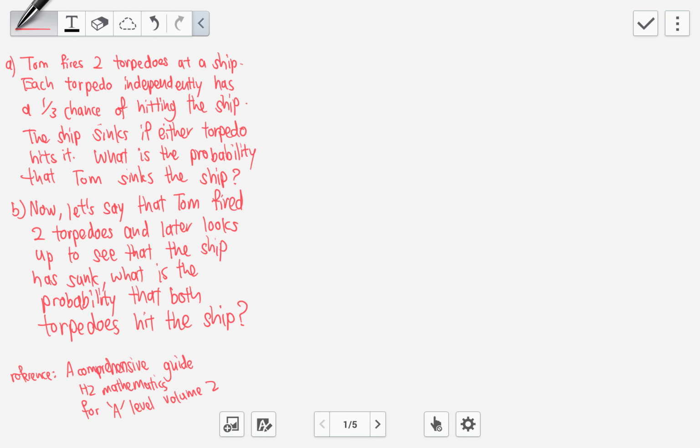So for this type of question, we can use a probability table. Let's say torpedo 1 and torpedo 2. This is hit and no hit for torpedo 1, and torpedo 2 is hit and no hit as well. So what is the probability that Tom sinks the ship? For the ship to sink, either one hit will do, right?